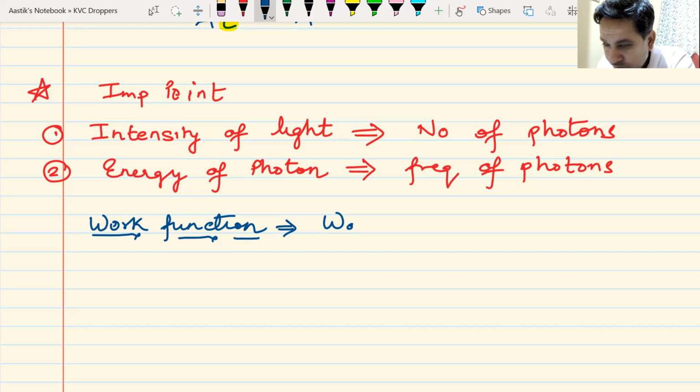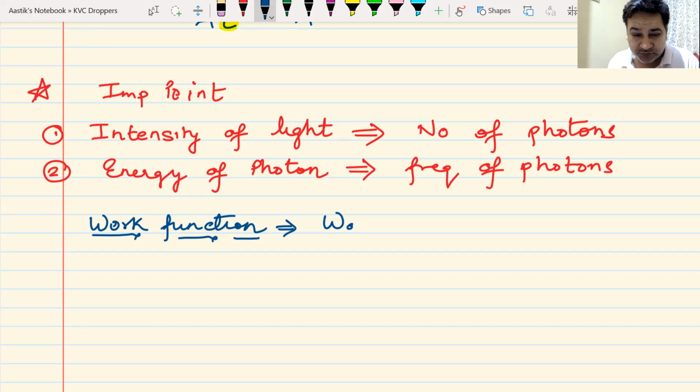Yes, sir. Then tell me, what is this? The energy required to remove an electron from a metal. Yes, that is absolutely correct. Work function is something like an ionization energy, something that you can relate with.